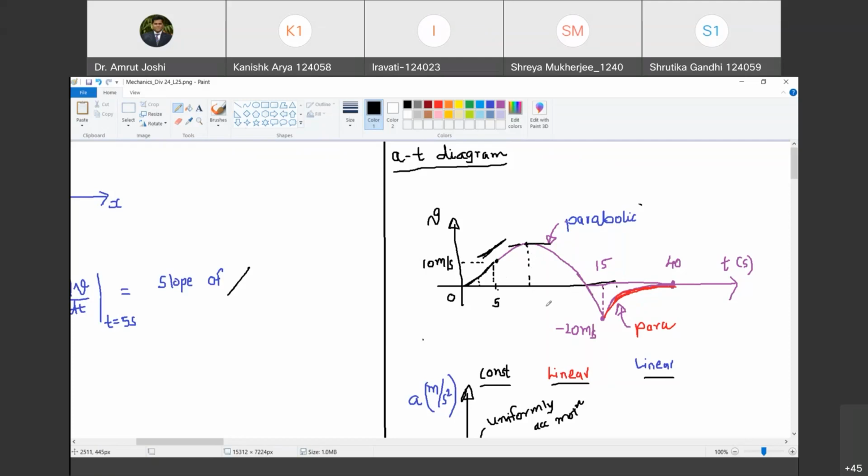Do you agree with me? Yes, sir. It must be so, because only then will the peak come in the velocity-time diagram. Then only the tangent here will become horizontal and it will have slope 0. So we know that acceleration is dv by dt. Do you agree with me? Yes, sir. So for acceleration to be maximum, dv by dt has to be 0.